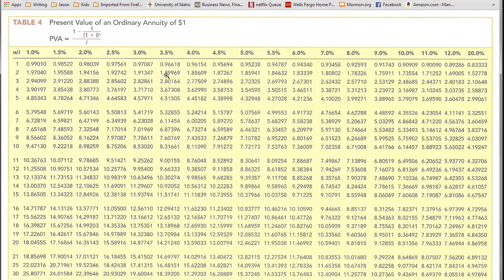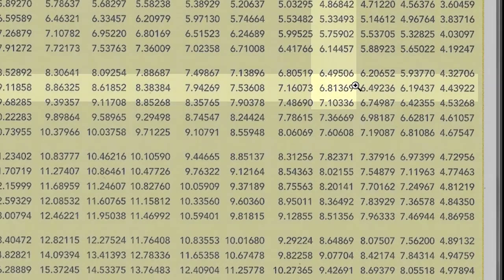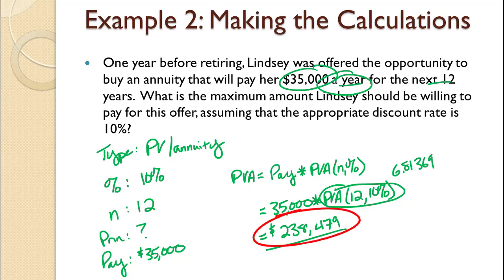So let's see. In this case, we've got 12 and 10%. So we'll scroll over here. 6.81369. And if I multiply that out, I get 238,479. And there's my value. So from Lindsay's perspective, if she can buy it for less than that 238, it's a good deal. If they're asking 240, then it's a really rotten deal.